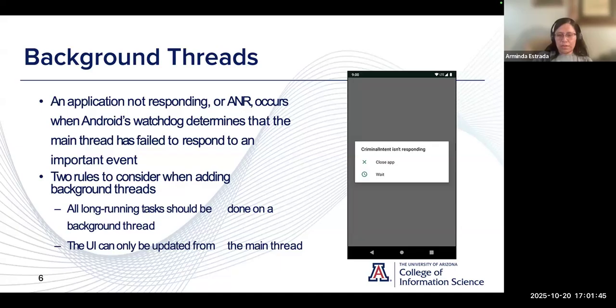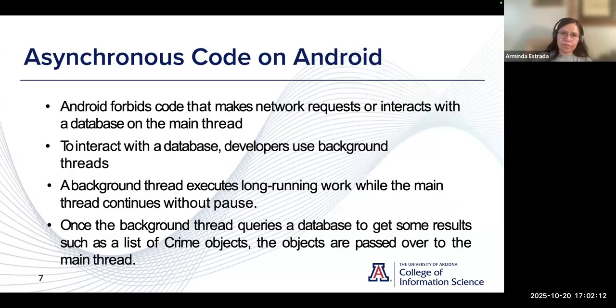So there are two rules to consider when adding background threads. First we have the main thread that runs in the front, where the user interacts, and then there are the background threads, which run the events in the background. Once they finish, they end their life and get discarded. The two rules about these background threads are that all long-running tasks should be done on a background thread, and the user interface can only be updated from the main thread. Android forbids code that makes network requests or interacts with the database on the main thread. So to interact with the database, developers use a background thread.